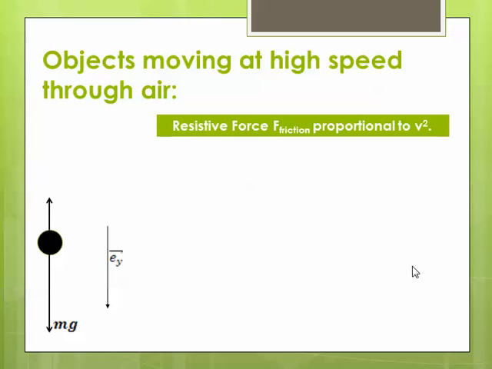So what we must remember here is that the air resistance, the resistive force, is proportional to the square of the velocity. So for objects moving at high speed through air, the resistive force is proportional to the square of the velocity. This is very important. This we must remember. The resistive force I call friction force. It's a friction force, and it opposes the movement. So whilst the weight pulls downwards, the resistive friction force points upwards because it opposes the movement, and it is proportional to v squared.